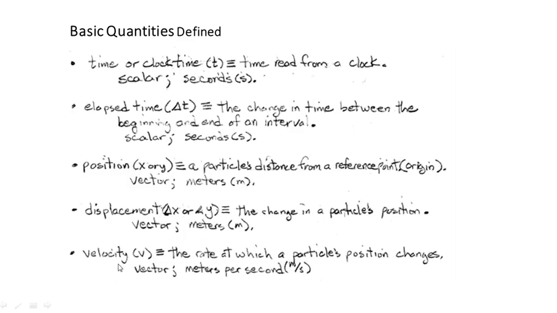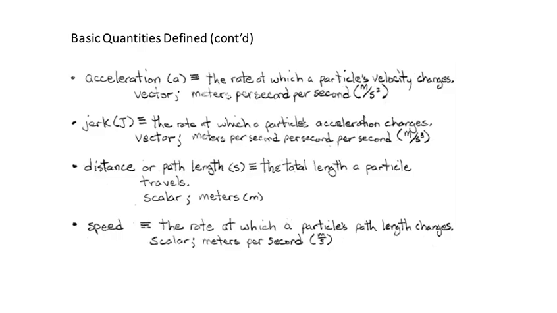We also have velocity, symbol lowercase v, and it's the rate at which a particle's position changes. It's a vector quantity with SI units of meters per second. We have acceleration, lowercase a. It's the rate at which a particle's velocity changes. It's a vector quantity and its SI units are meters per second per second, also known as meters per second squared.